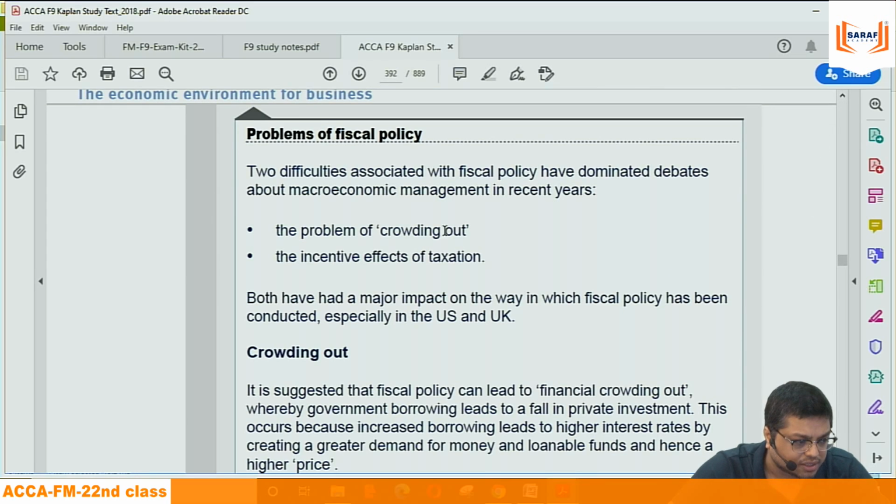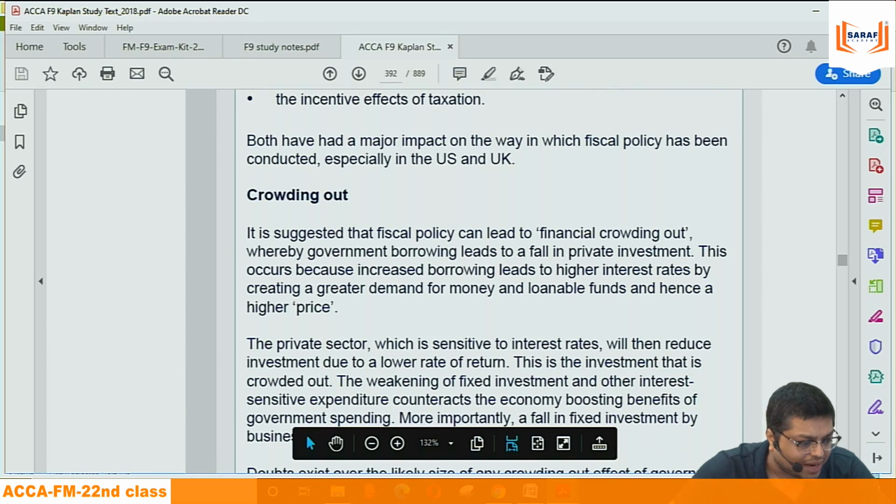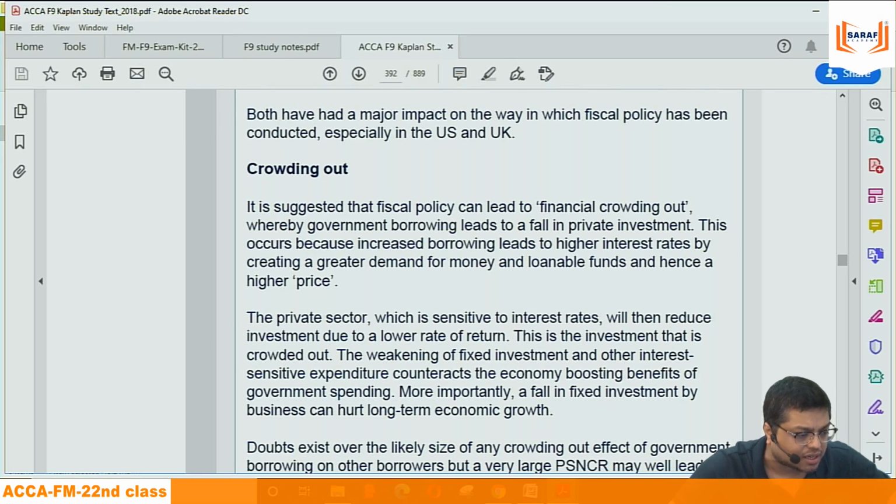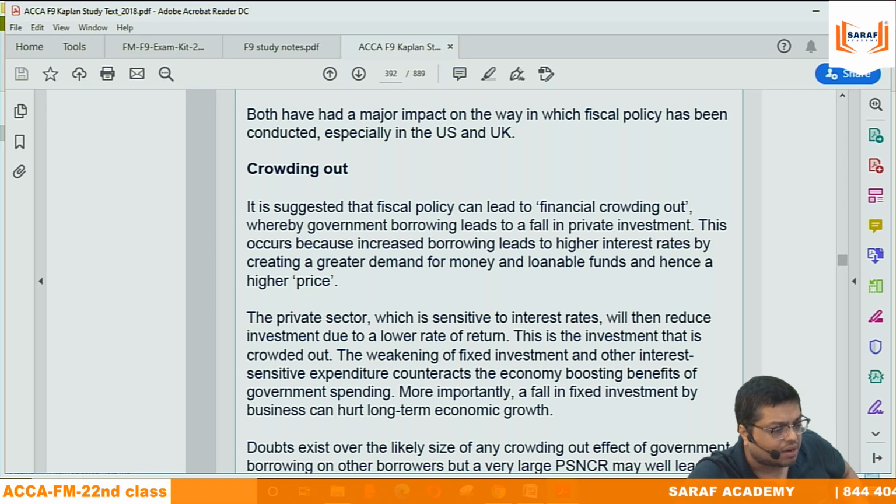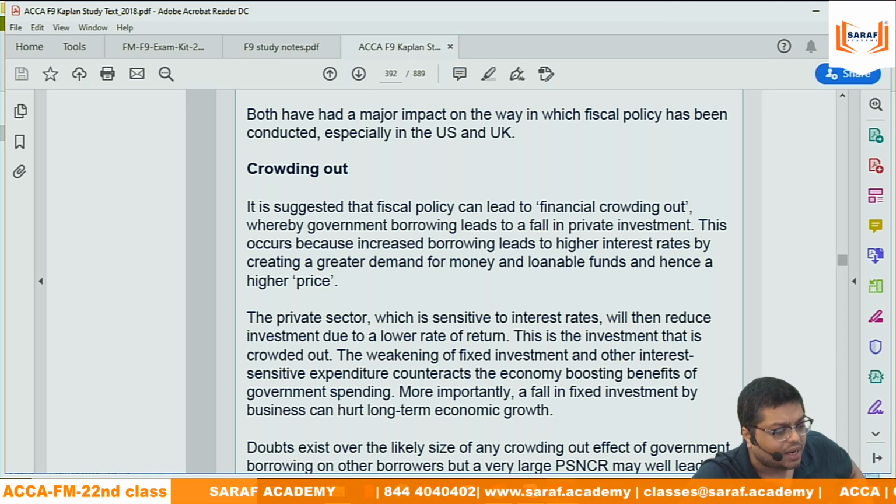It is under fiscal policy. Two difficulties associated with fiscal policy have dominated the macroeconomic environment: the problem of crowding out and the incentive effect of taxation. Both have had a major impact on the way in which fiscal policy has been conducted. It is suggested that fiscal policy can lead to financial crowding out, whereby government borrowing leads to a fall in private investment. This occurs because increased borrowing leads to higher interest rates by creating a greater demand for money and loanable funds, and hence a higher price. The private sector, which is sensitive to interest rates, will then reduce investment due to a lower rate of return. This is the investment that is crowded out.